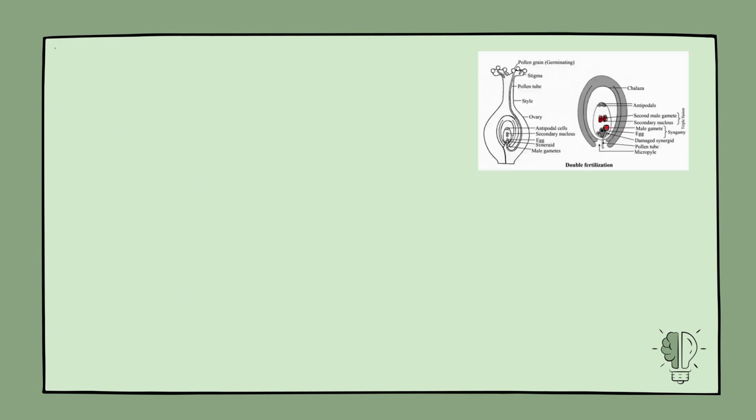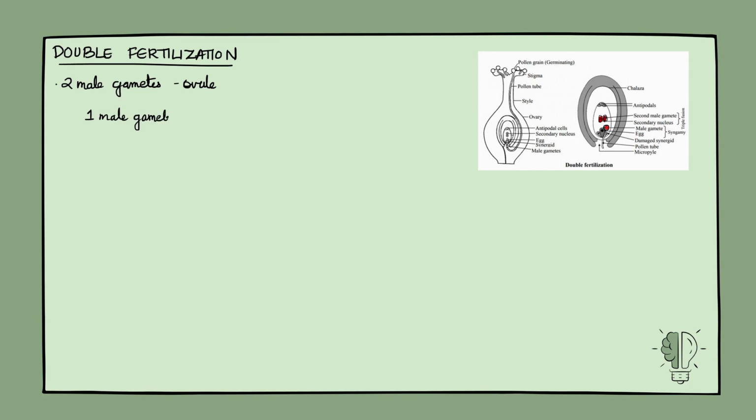Now, we learn the process of double fertilization. Double fertilization is a characteristic of angiosperms. So, we've learned that the pollen tube enters the ovary to release two male gametes into the ovule. Now, one of the male gametes fuses with the egg cell to form a zygote. And the fusion of male gamete with the female gamete is called syngamy.